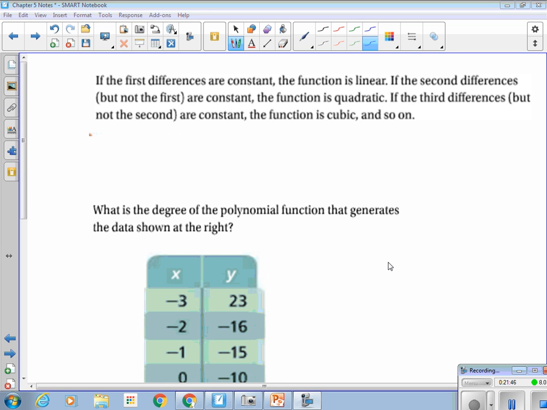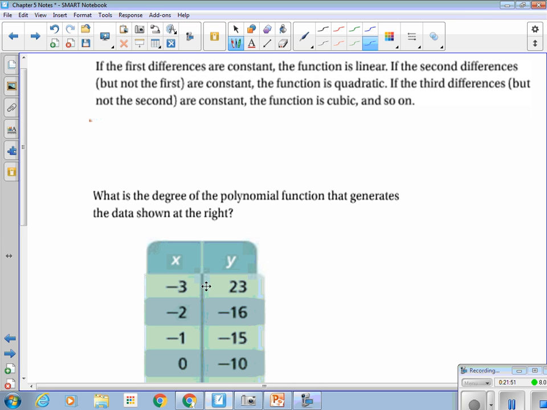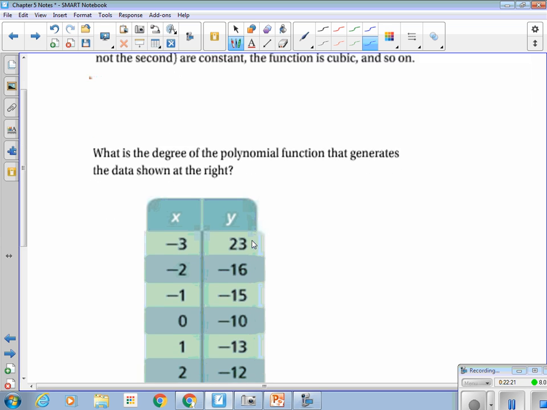So if the first differences are constant, so we're going to find the difference between each of our y terms, and if it's constant the first time you do it, it's linear. If they don't get constant until the second time you do it, it's quadratic. If it doesn't get constant until the third time you do it, then it's cubic, and so on. So let me show you how that works here.